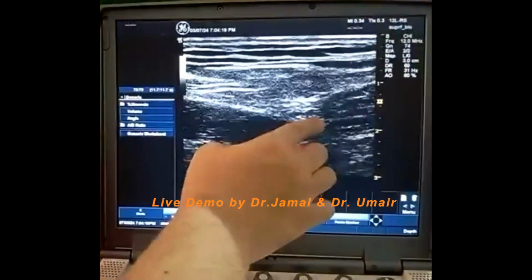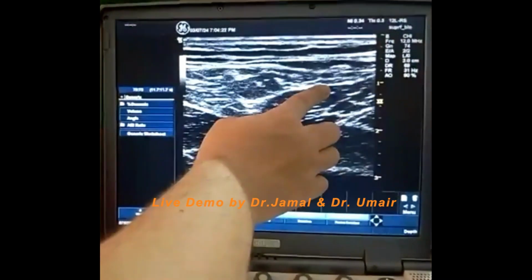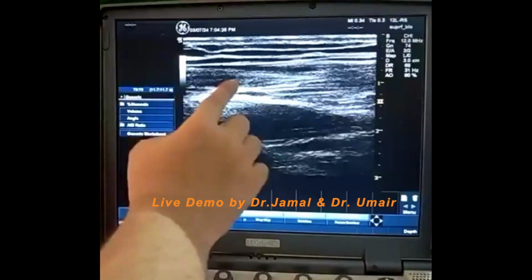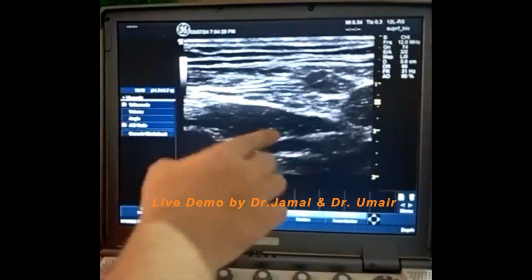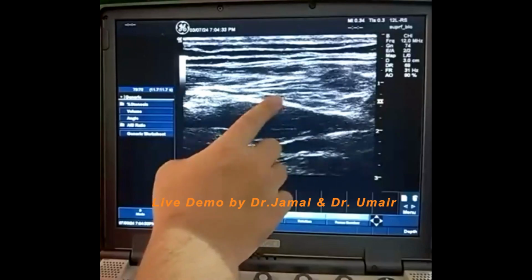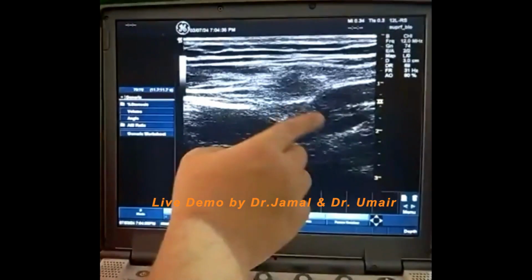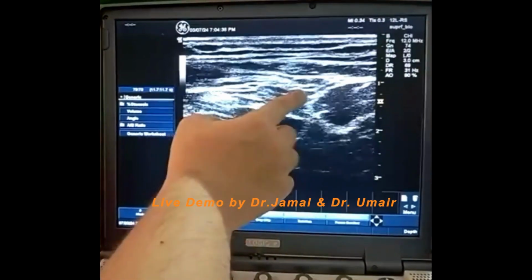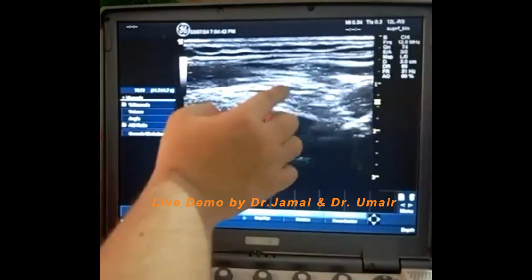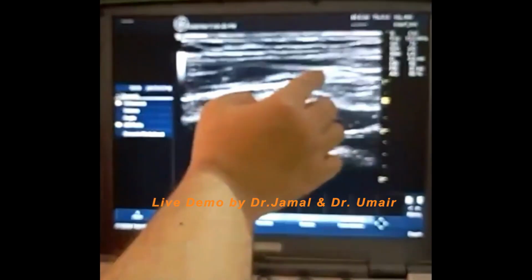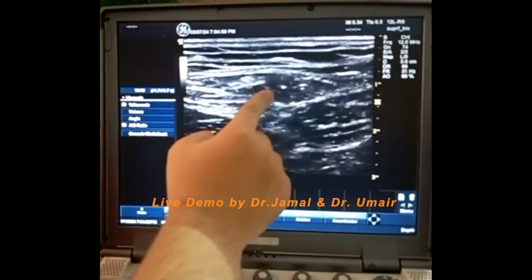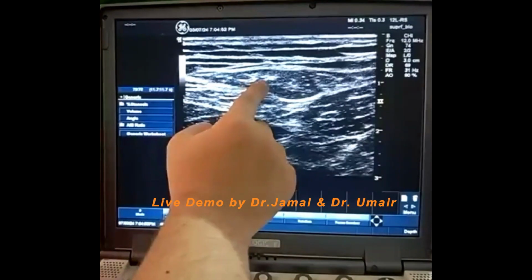Again, tensor fascia lata muscle. This is the sartorius muscle. Between these two muscles, by the way, there's a second muscle down here, the biceps femoris, but we don't use this as a landmark. We're using sartorius and tensor fascia lata. In between the two is the fat pad. In that fat pad, you should look for a little cherry, and that little cherry will be your lateral femoral cutaneous nerve. If you are distal, you will see two of them.